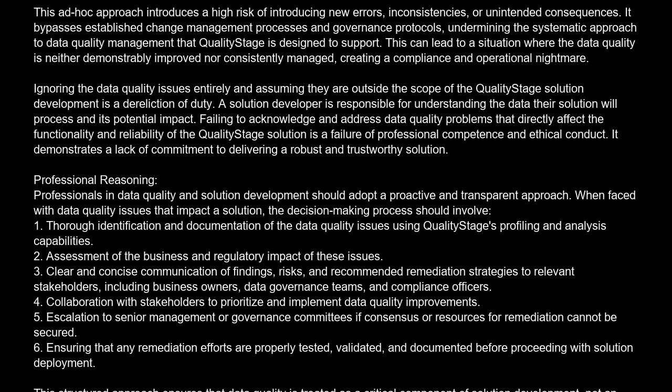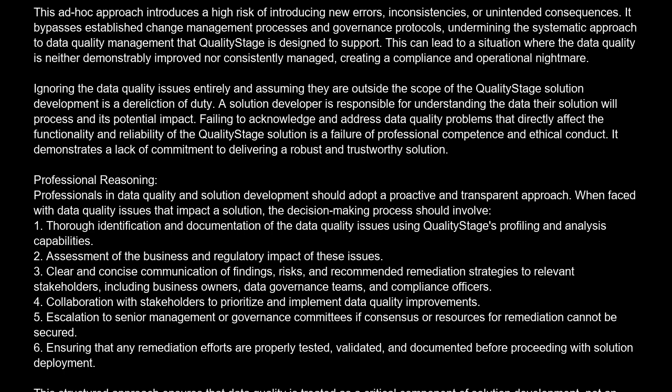Ignoring the data quality issues entirely and assuming they are outside the scope of the QualityStage solution development is a dereliction of duty. A solution developer is responsible for understanding the data their solution will process and its potential impact. Failing to acknowledge and address data quality problems that directly affect the functionality and reliability of the QualityStage solution is a failure of professional competence and ethical conduct. It demonstrates a lack of commitment to delivering a robust and trustworthy solution.